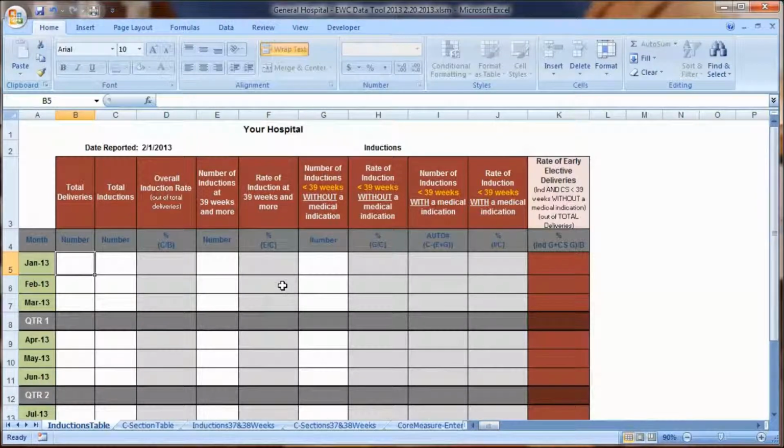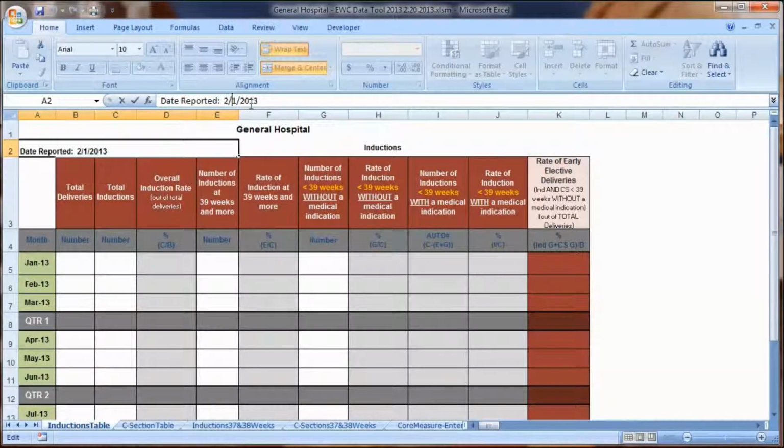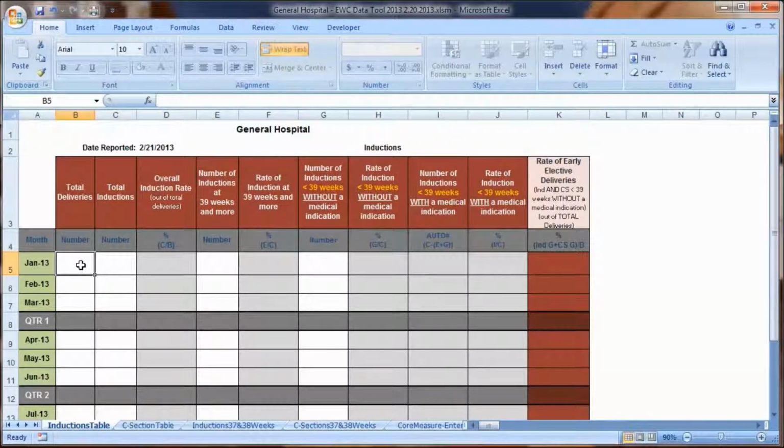Once your file is saved, you then need to put your name within the file of the tool. This is done on the first sheet of the workbook, the inductions table. Just simply input your hospital's name into that field, and then every month when your data is reported, it is helpful if you update the date reported. Your hospital's name and the date reported will then be connected to all of the other tables within the workbook.